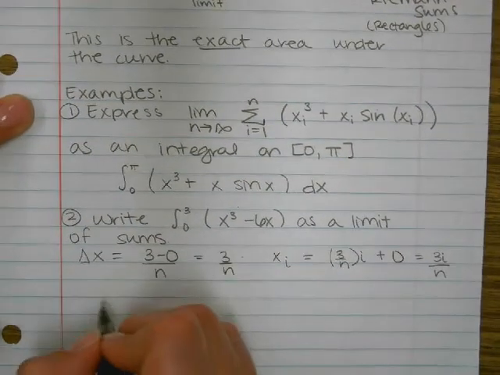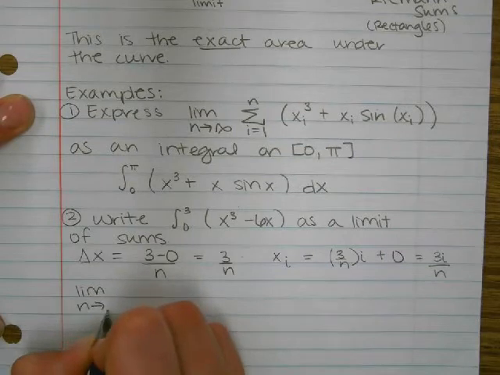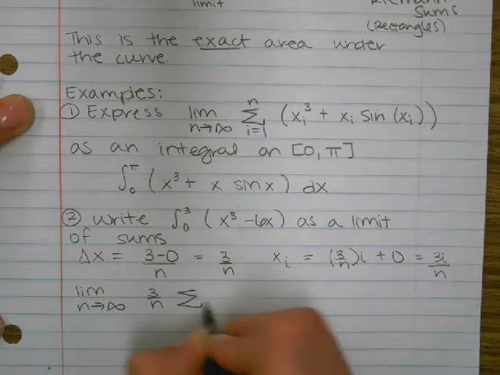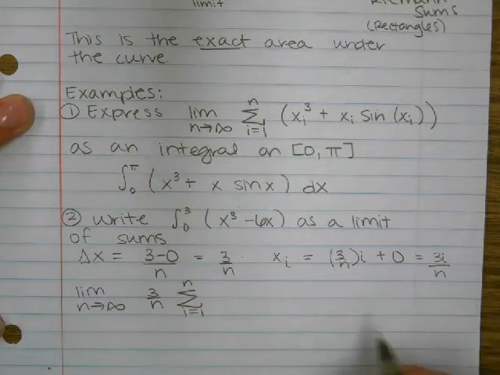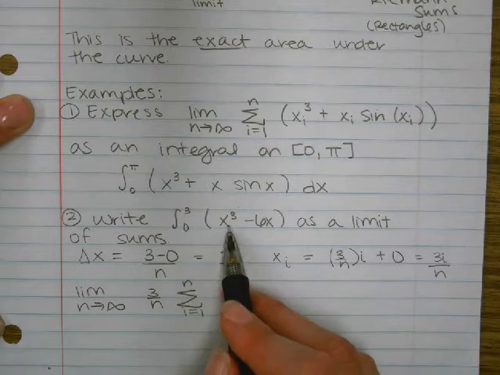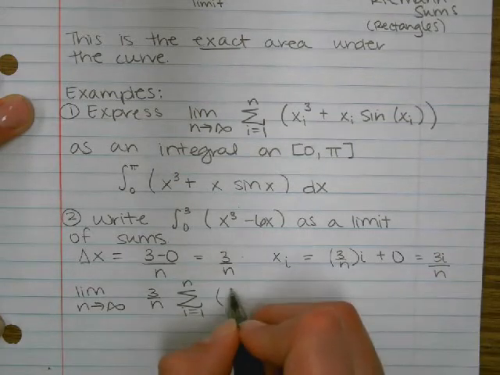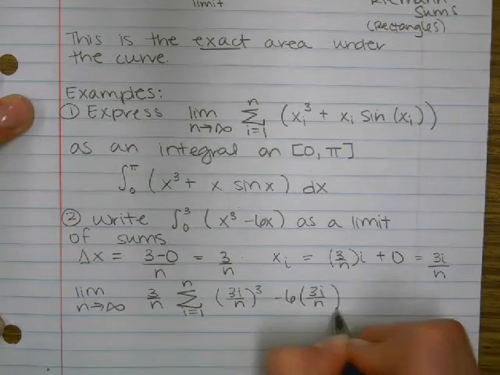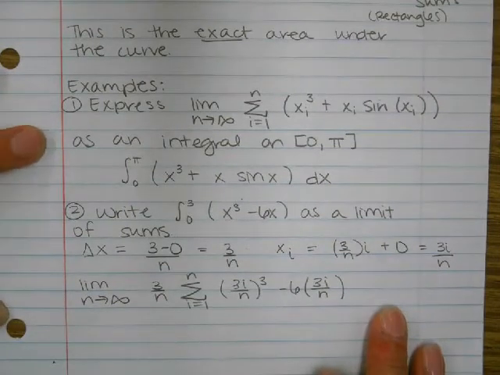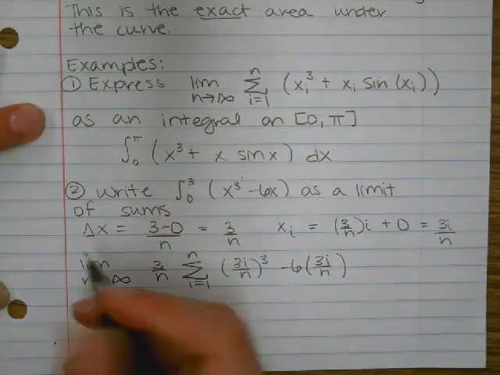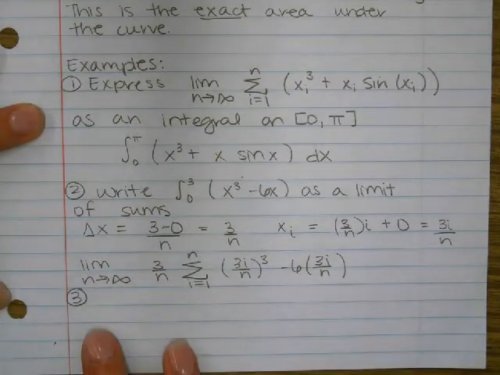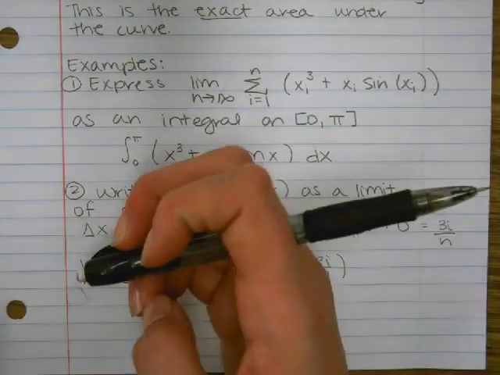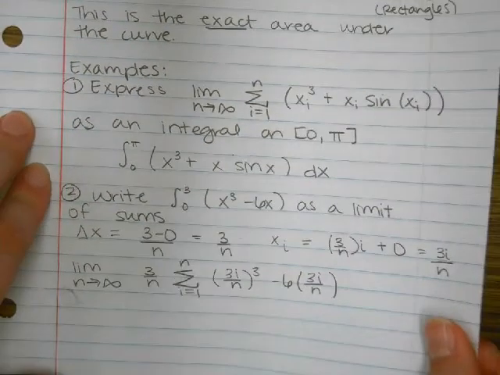So now we can say the limit as n goes to infinity of our delta x, which we said was 3 over n, and then we've got the sum from 1 to n. And then we take the function and we replace the x's with the 3i over n. So that would be 3i over n to the third minus 6 times 3i over n. So that's how you write it as a limit. Next, I'm going to put this on my next sheet of notes because it takes a little more work than the lines I've got left.